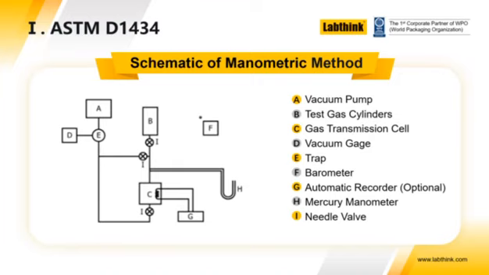Some of the rest of the components are common with most permeation measurement systems. We have a cylinder of gas, which is for the test gas, and the test cell, which I mentioned. Because we're using a vacuum pump, we're also required to have a vacuum gauge. There's a trap, a barometer to record the atmospheric pressure, and an optional automatic recorder, or at least the automatic recorder was optional in the days when the standard was first developed. And then we have, in the pure and simple system, a mercury manometer. And then there is also a needle valve to control the flow of the gas.